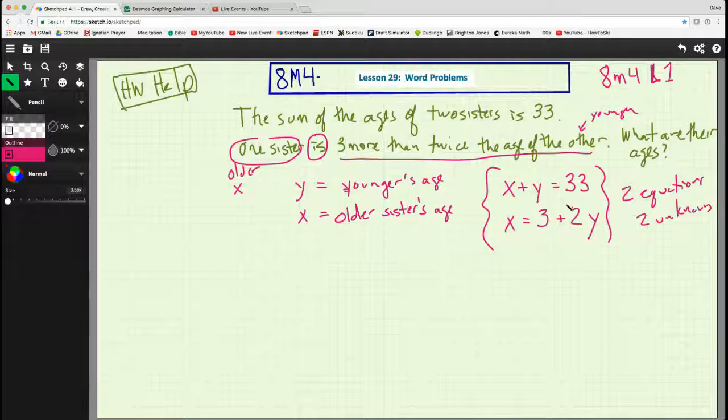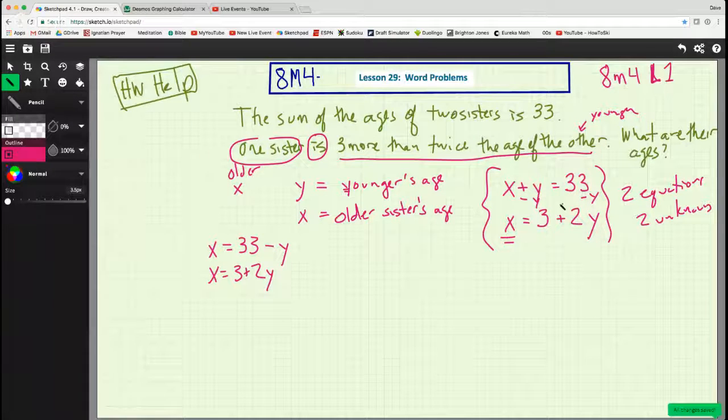We're going to isolate our x's. Over here we have x equals 3 plus 2y. I'll just write that over here: x equals 3 plus 2y. In this top one, we have to subtract a y from both sides to isolate our x. So we get x equals 33 minus y. You can see how we went from here to here.